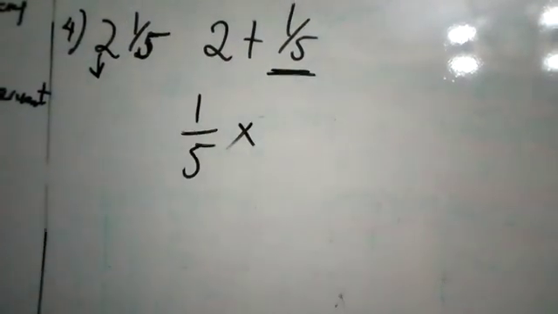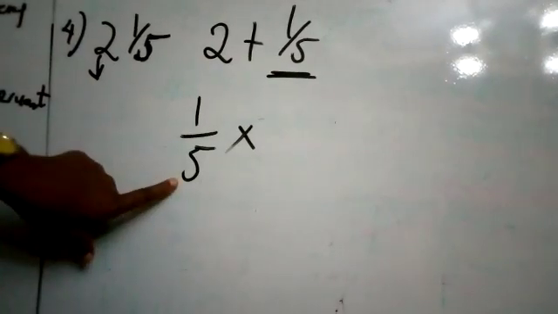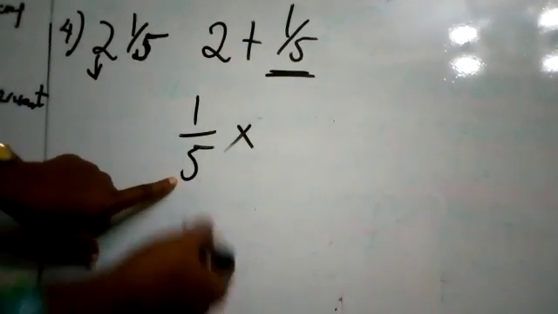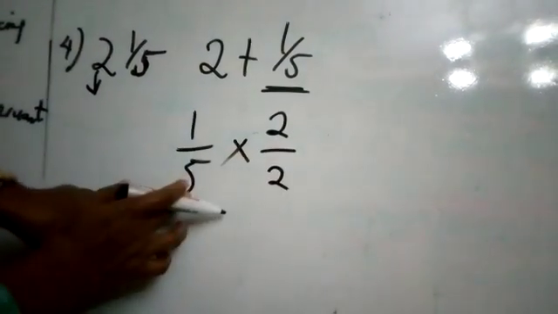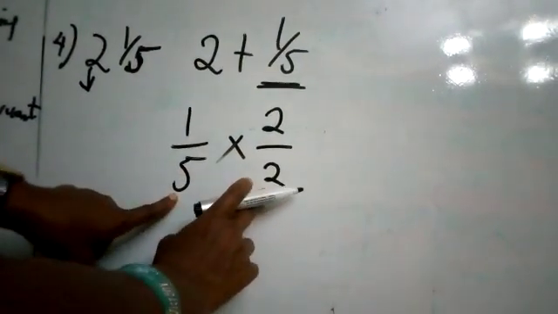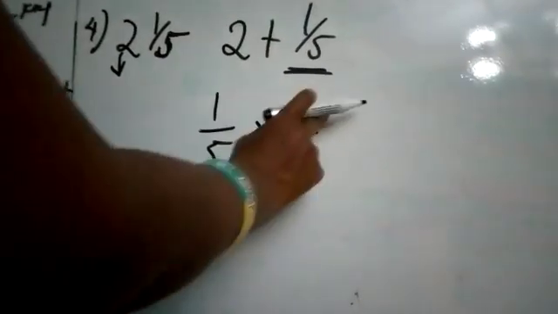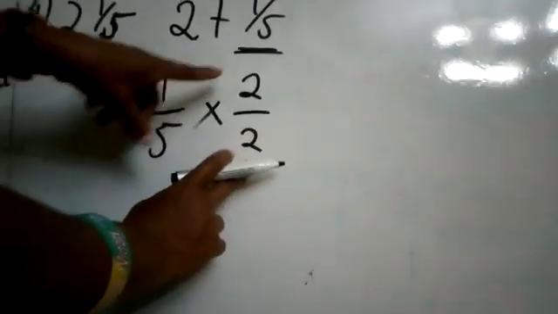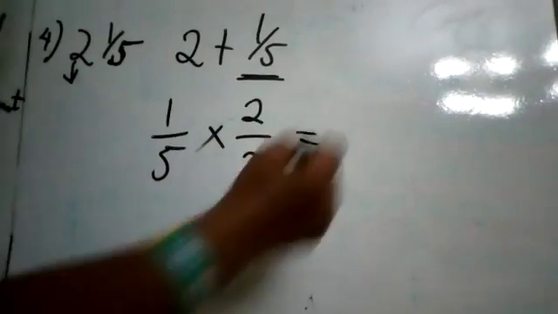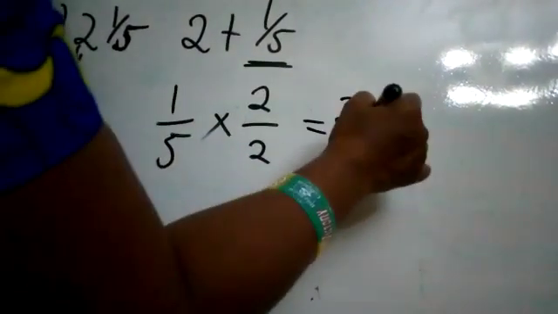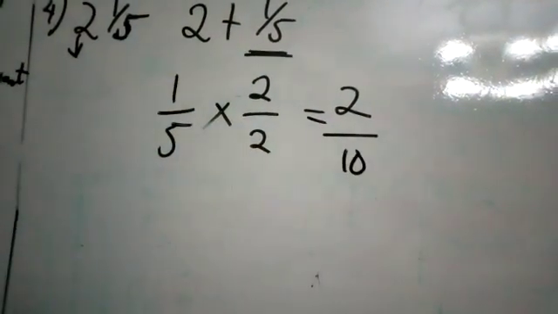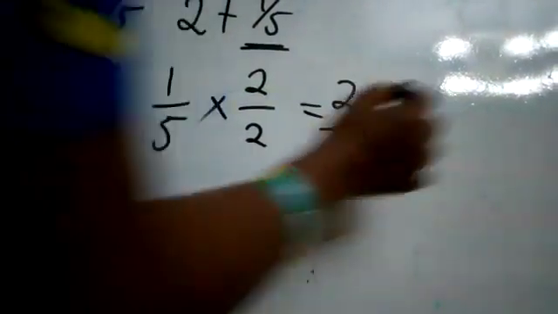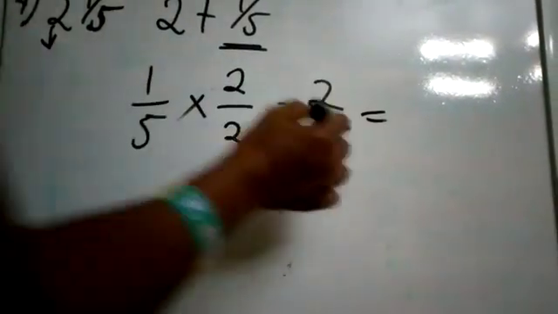Then look for a number you're going to multiply the denominator by to give you a multiple of 10. This is also close to 10, so we are going to say 2, because 2 can multiply 5 to give us 10. So we multiply the numerator with 2 and the denominator with 2. Remember, anything you do to the denominator, you do it to the numerator. So 1 times 2 is going to give us a 2 over 5 times 2 is going to give us a 10. Now changing it to a decimal fraction, there's a point there.